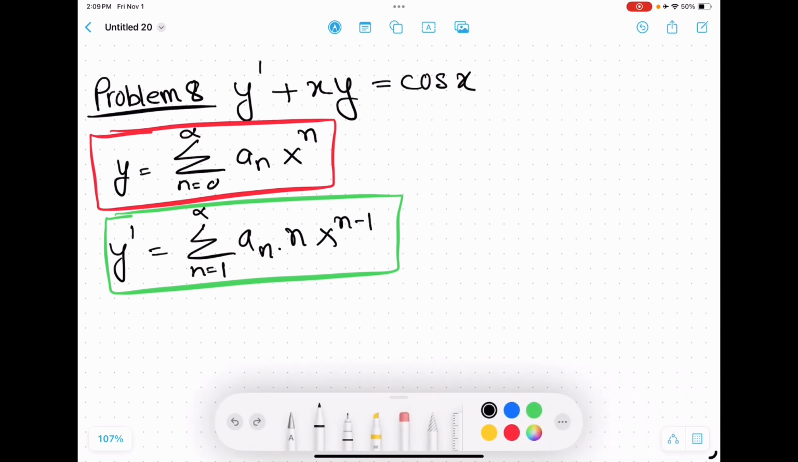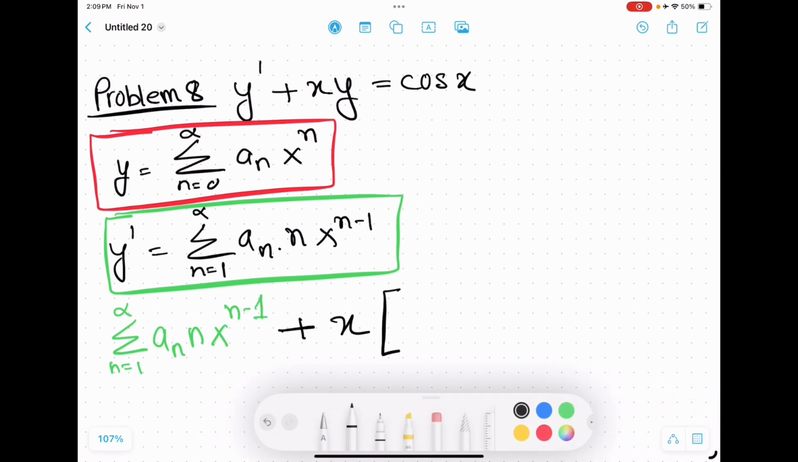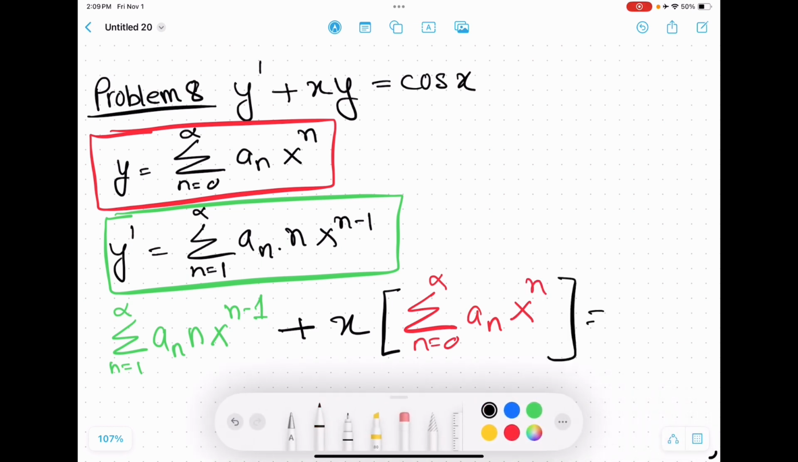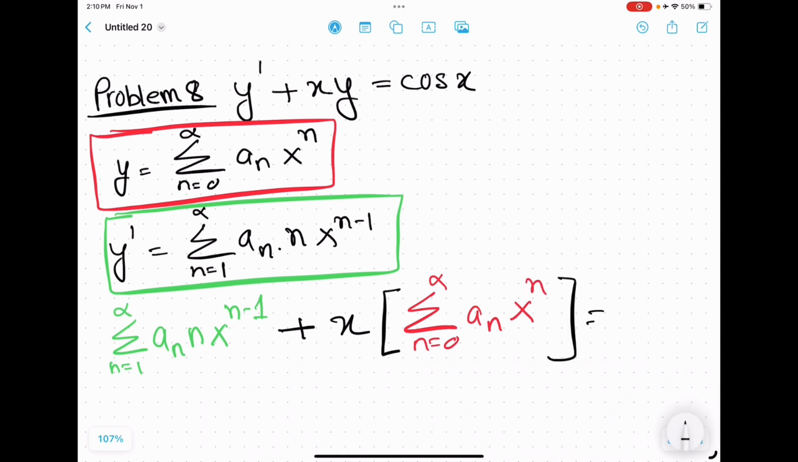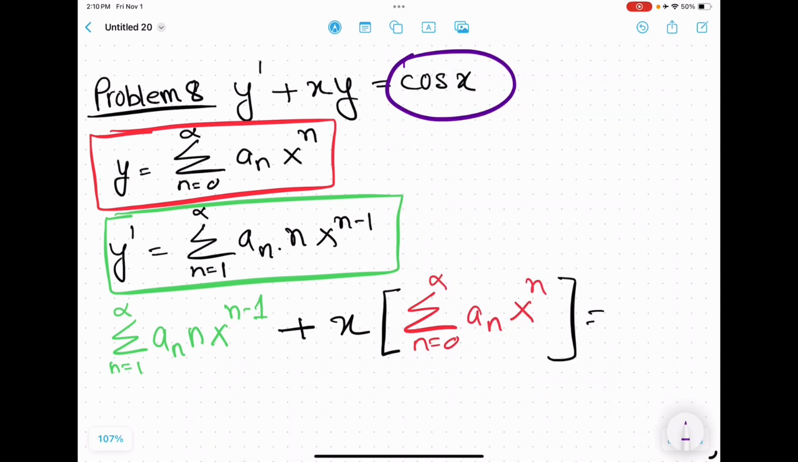So my y prime was summation n equal to 1 to infinity a sub n times x to the power n minus 1. And then I have my plus, and then there's an x, and then now I can use my y, which is n equal to 0 to infinity a sub n times x to the power n, goes in a black bracket. Now, at our right, we have something very interesting, okay? Something we haven't really dealt with in our previous videos, which is cos x right here. Let me use a different color.